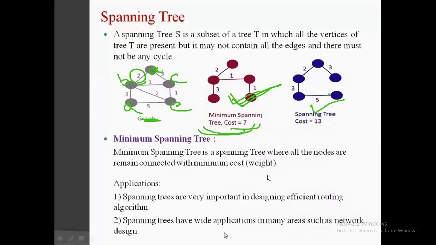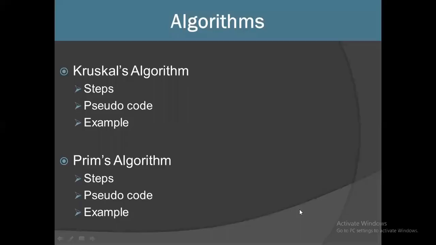Spanning trees are very important in designing efficient routing algorithms. Mainly the spanning tree is used to find solutions to many network-related problems. Spanning trees have wide applications in many areas such as network design, because when we design a network we have to find the minimum spanning tree so that we can reduce the cost of the network. Now we discuss algorithms for the minimum spanning tree.